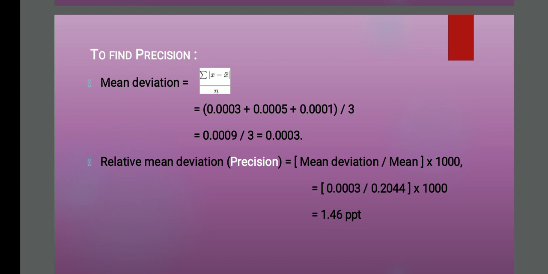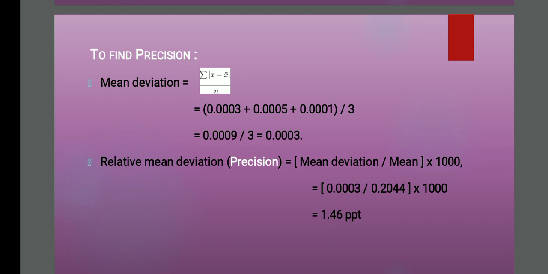And for precision, the terms we need are the mean and the mean deviation. The mean we have previously calculated, and the formula for mean deviation is nothing but sum of xi minus x bar divided by n. Xi is nothing but the individual value. You have to subtract the individual value from the mean value for all the three values. Then you divide the whole thing by n. N is nothing but 3 values, so it is 3. The answer is 0.0003. That is the mean deviation.